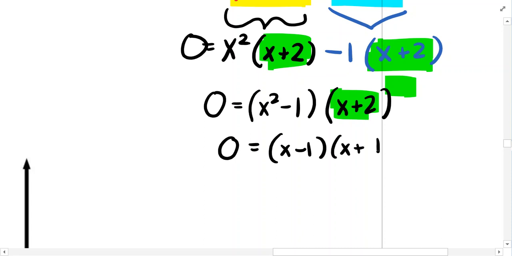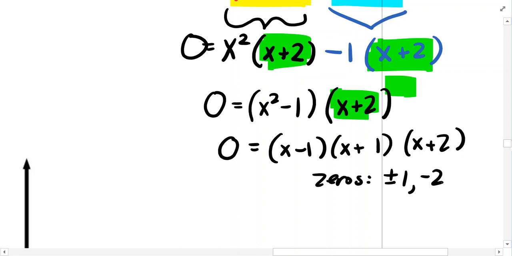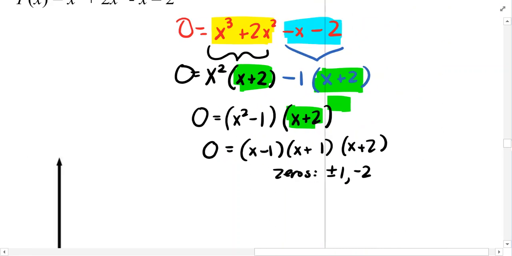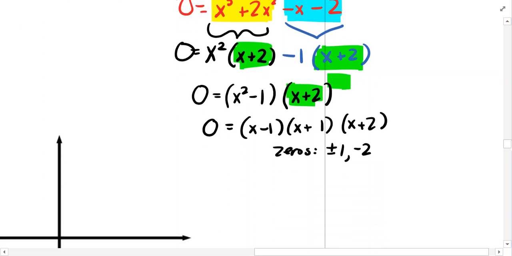Okay, 2 different ways of getting to the same thing. And so my zeros here are plus or minus 1. I'm writing it like that because I don't want to write it twice. Let me tell you, mathematicians are lazy. And a negative 2. Then behavior.